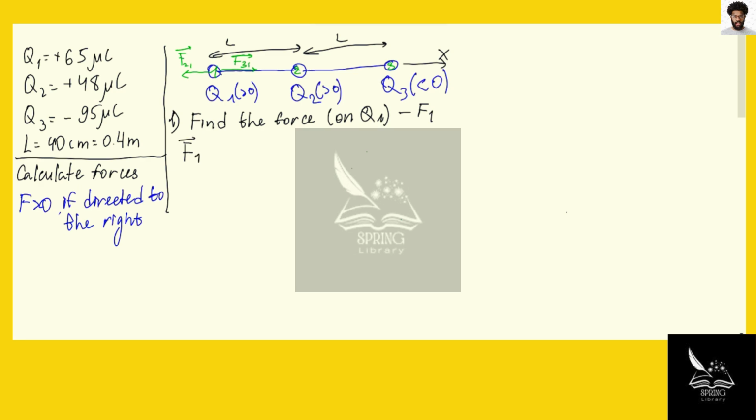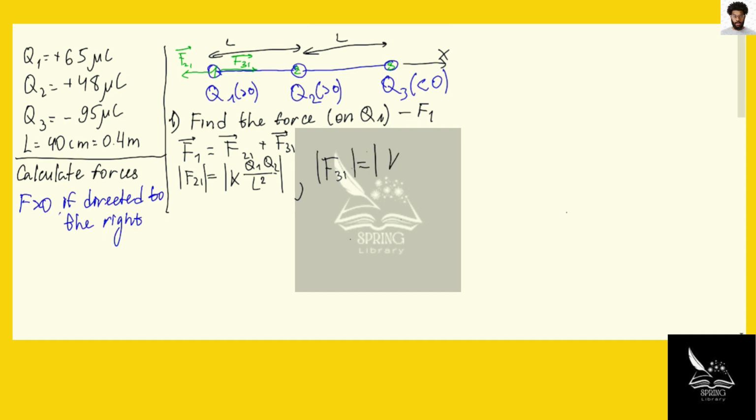Now we can calculate F1. In vector form, F1 is a sum of F21 and F31. Now we have to apply Coulomb's law to calculate the forces. The absolute value of F21 equals K multiplied by Q1 multiplied by Q2 divided by L squared. And we are taking an absolute value in order not to confuse the signs.